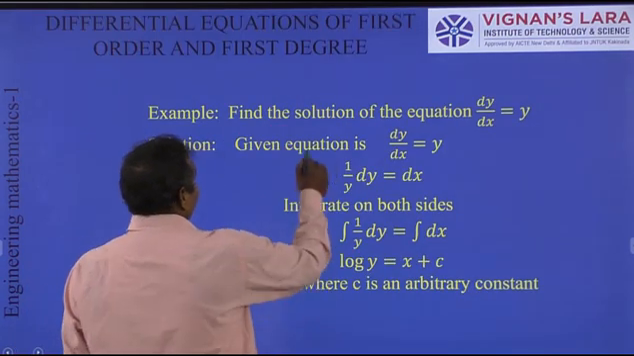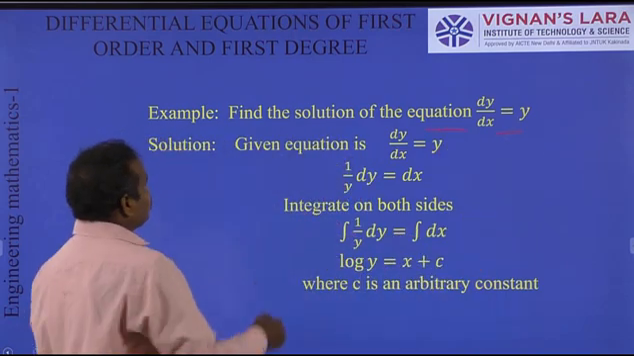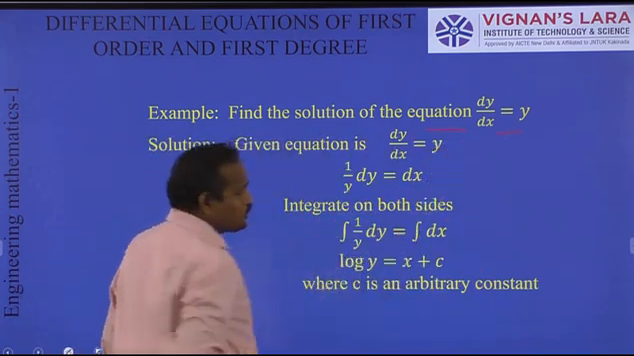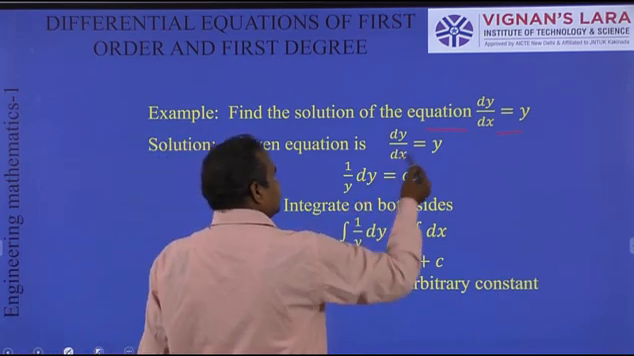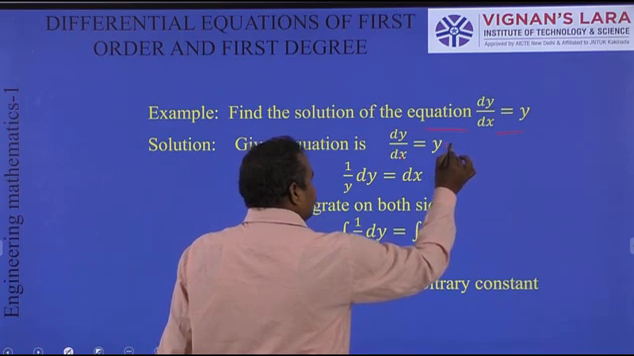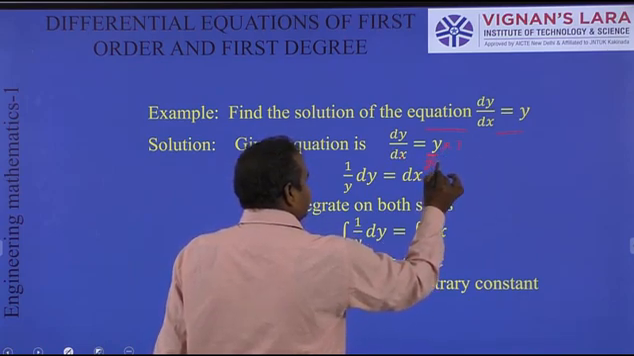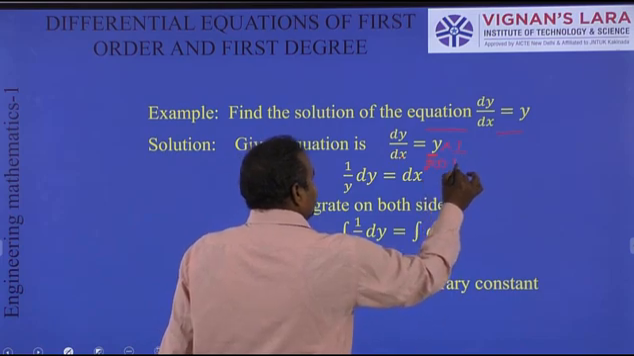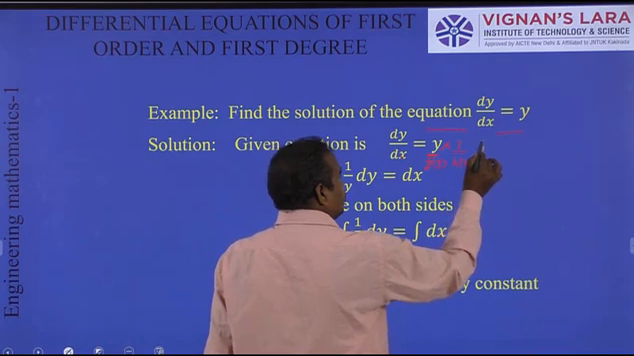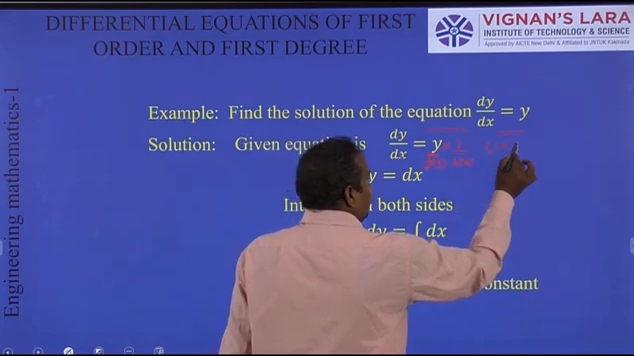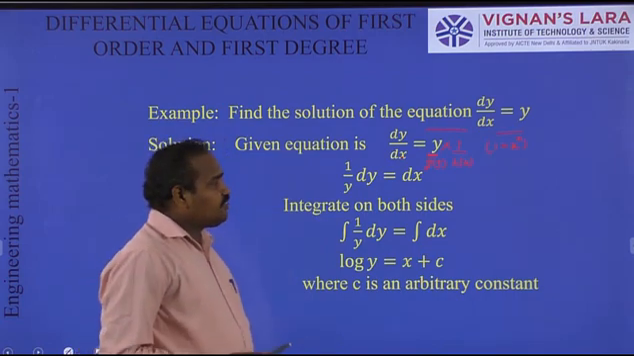Now here is a small example related to the variable separable method. So what is the equation? Find the solution of the equation dy by dx is equal to y. Here y can be written as y into 1. Y is a function of y, and 1 is a function of x. How do we say that 1 is a function of x? Because 1 can be written as x power 0. That's why I took that 1 as a function of x.